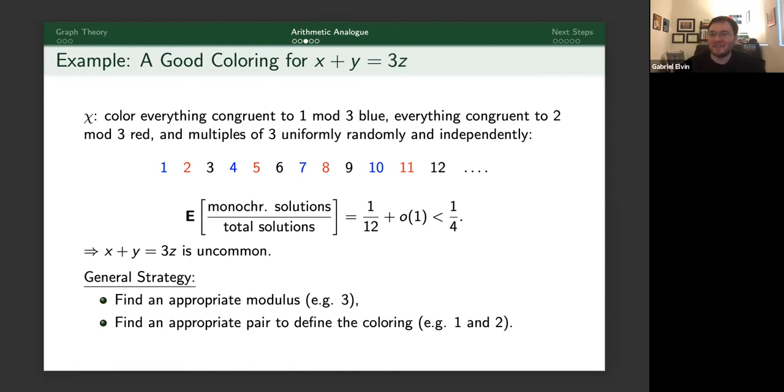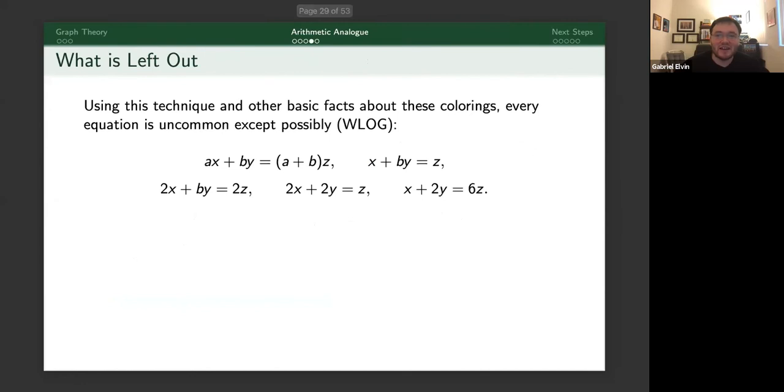So you define the coloring: you pick one set of remainders and you pick another set of remainders, you color them opposite colors, and you color everything else randomly. And so that's kind of how we went about it for most of these equations. Of course, that strategy didn't work for every single equation. There were some that were left out.